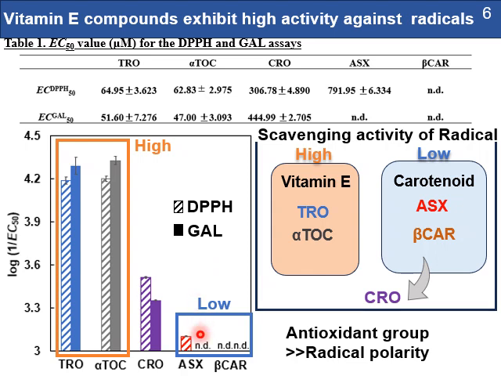EC50 result. Please take a look at the graph below, which shows the logarithmic plot of the inverse EC50 values. Vitamin E shows high scavenging activity. However, hydrophobic carotenoids such as astaxanthin and beta-carotene show no activity. Interestingly, crocin was the only carotenoid that showed scavenging activity. This result suggests that radical scavenging activity depends not on radical polarity, but rather on the type or group of antioxidant.